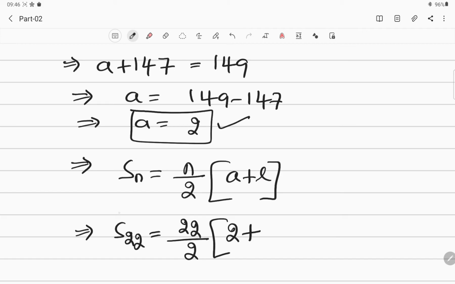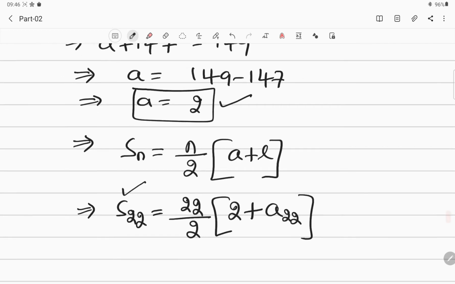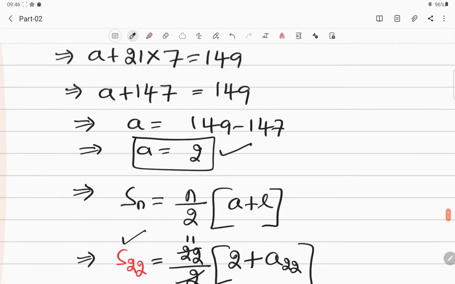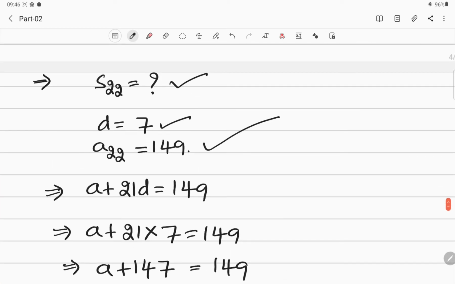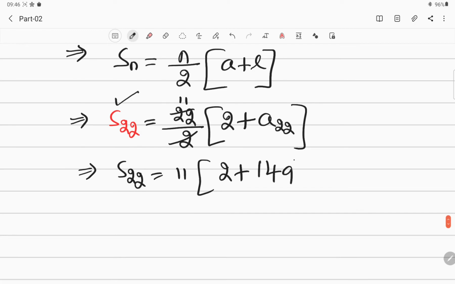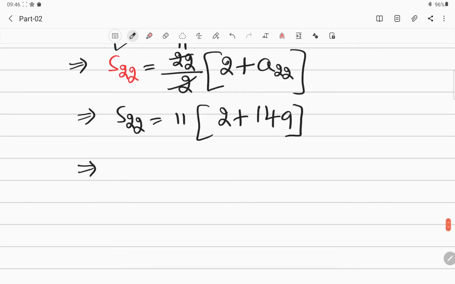L means last term, no? So for the sum of 22 terms, don't you think this last term is the 22nd term only? Sum of first 22 terms, look at this. If you are finding that out, then the last term is going to be A22 only. Already the value of A22 is given, so S22 is equal to 11 bracket 2 plus, what is the value of A22? It is 149. Alright, you can use 2a plus (n minus 1) into d also, but it is better to use this logic here. Then afterwards S22 is equal to 11 bracket, it becomes 151.